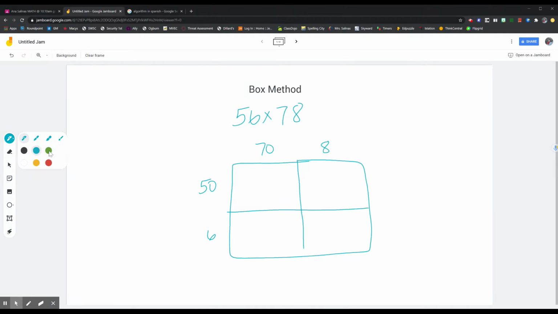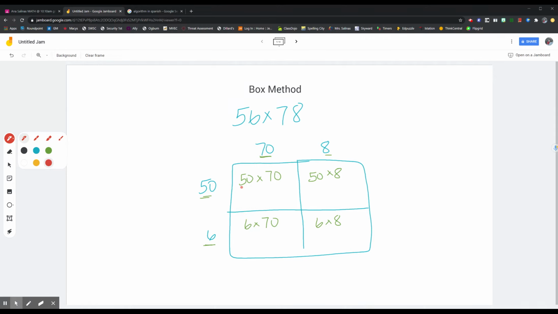So now what I'm going to do is I'm going to multiply my numbers. So I'm going to start with 50 times the number on top, 70. I'm going to multiply 50 times the number on top, 8. I'm going to multiply 6 times the number on top, 70. And I'm going to multiply 6 again times the number on top, 8. So when I multiply these numbers, I'm going to get my partial products.